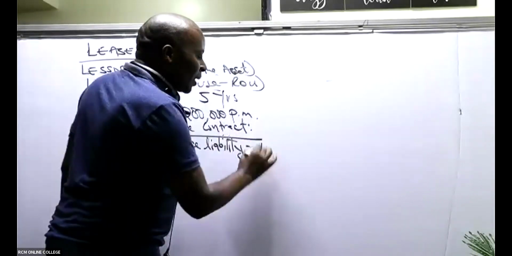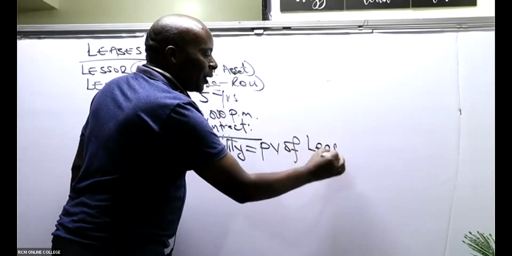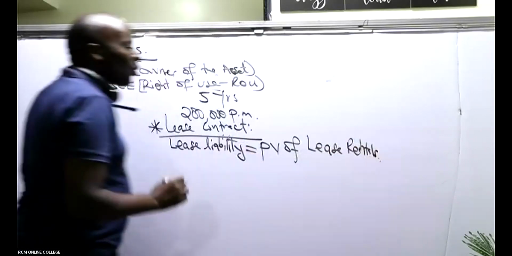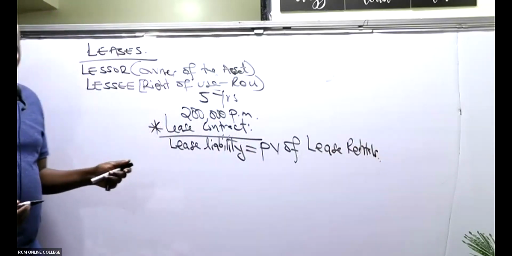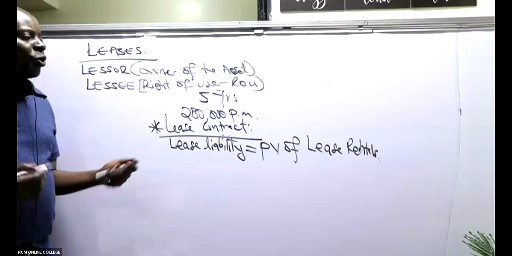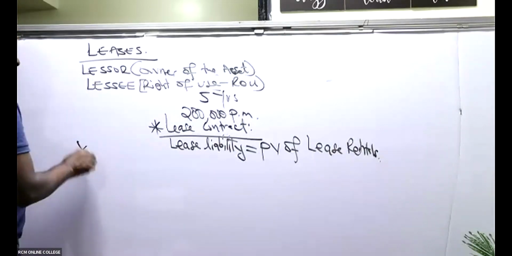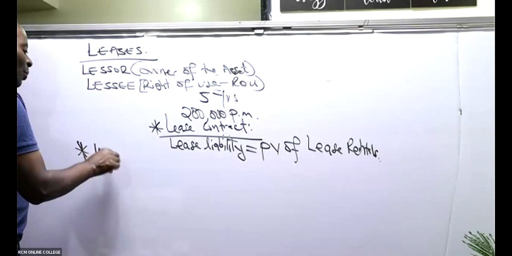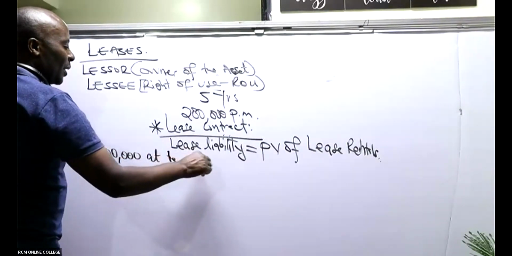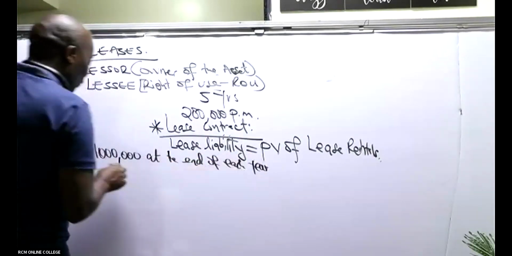To get this lease liability, we normally take the present value of lease rentals. And I told you, ladies and gentlemen, in financial reporting you'll not even be given tables. You need to know how to calculate this. So assuming we have entered into a contract where somebody wants us to be paying 1 million shillings at the end of each year for 5 years.